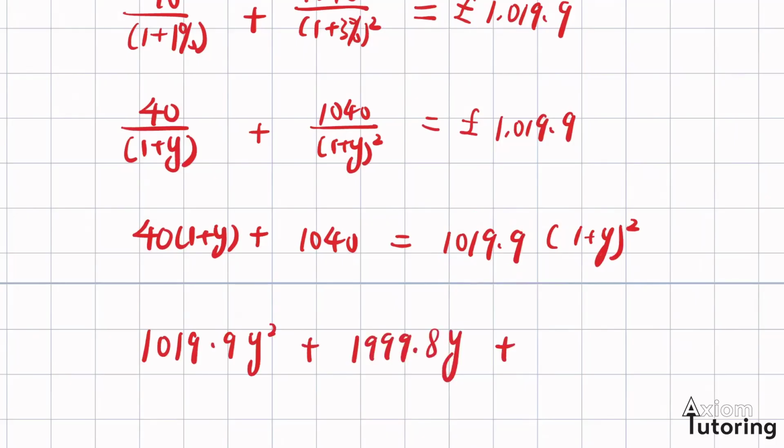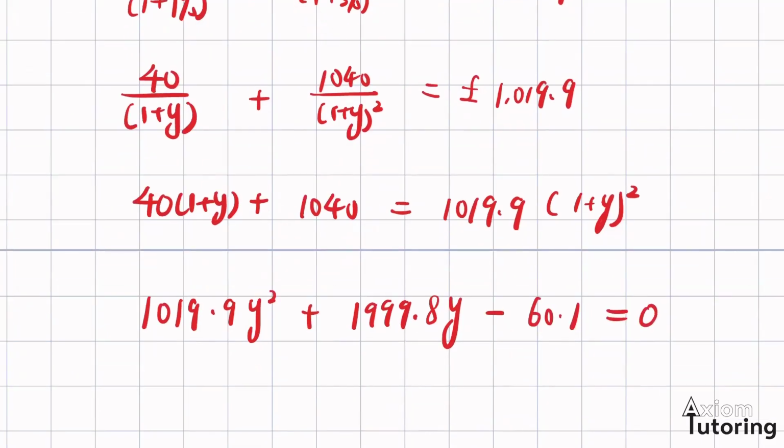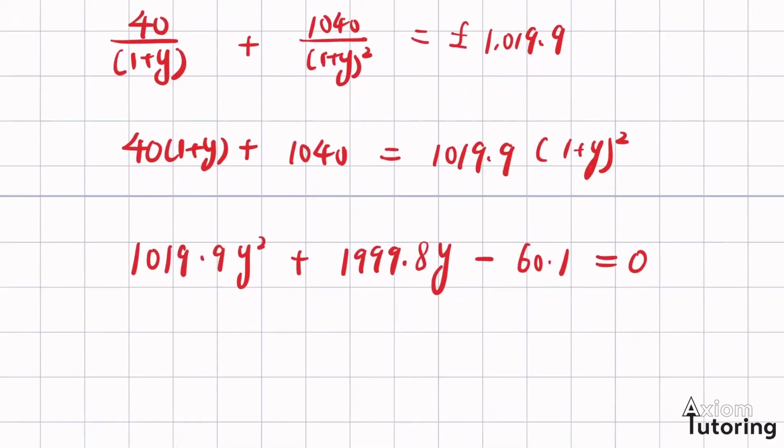And then you have the constant terms. Just move everything else to one side here, okay? So we have plus 1,019.9 and then minus 40 minus this thing. So you get a minus here actually. So we can write minus 60.1, and that's going to equal 0, okay? And then we can apply the quadratic formula, which is minus b plus or minus the square root of b squared minus 4ac, divided by 2a.